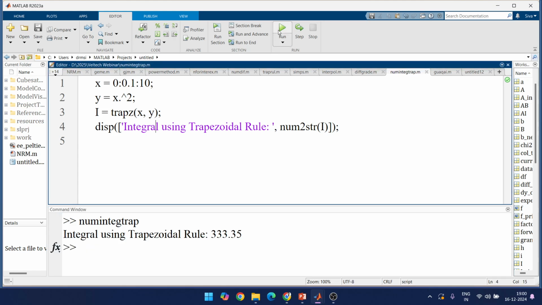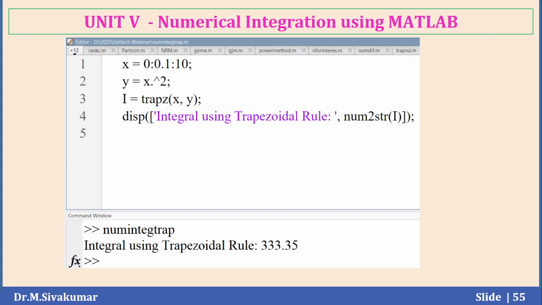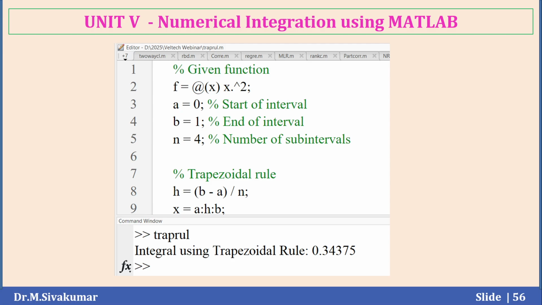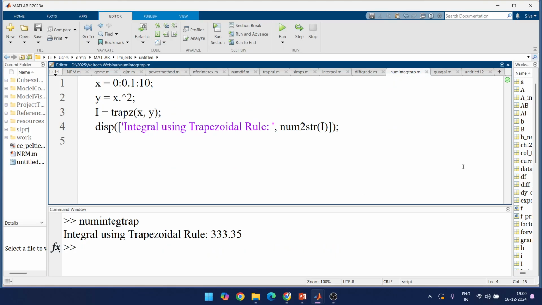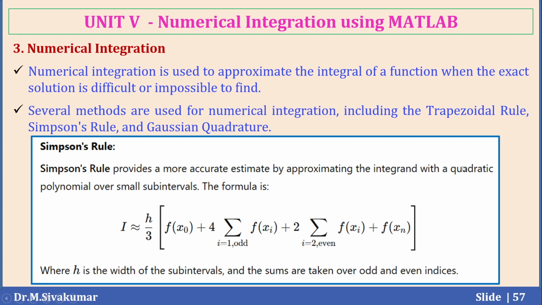That is the run command. After that, after running, the integral using the trapezoid rule is 333.35. The same thing we are getting in the screenshot. The next one is the trapezoid rule function, the same thing.